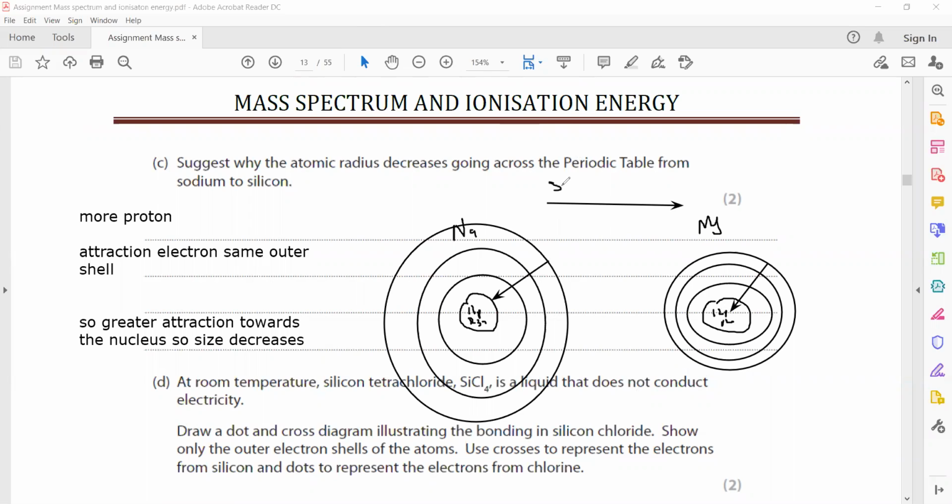Is it clear? The reason why the size decreases as we move across the period.